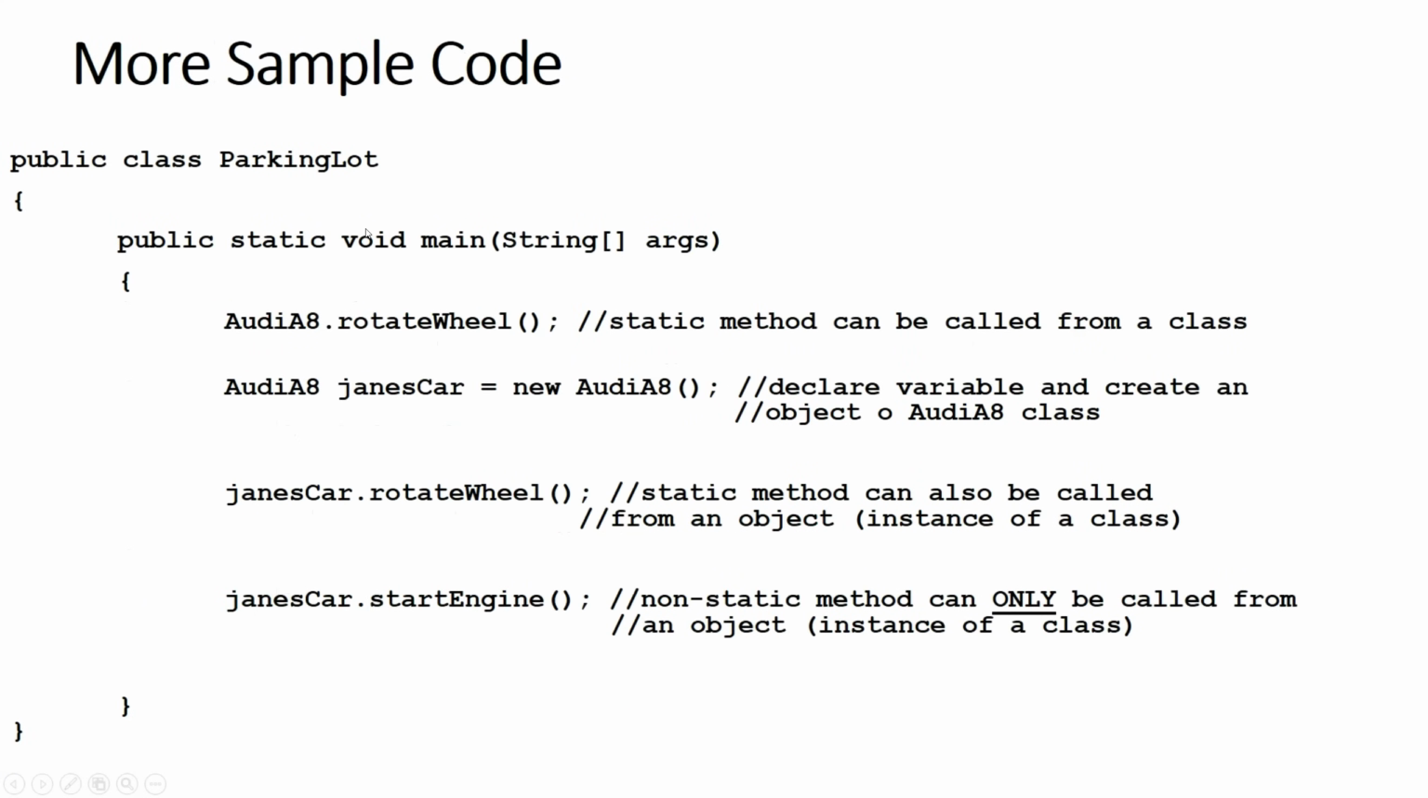All right, here's some more sample code about how we might use the APCSA class. So we've got our main method. Here, I'm calling rotate wheel. I'm calling it from the class. This is legal to do because rotate wheel is a static method.